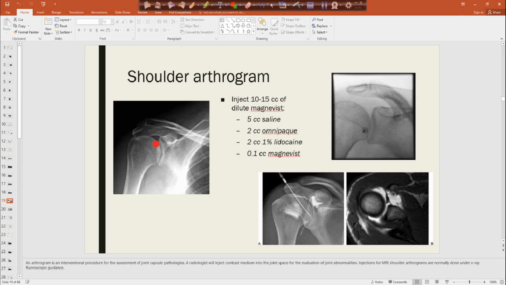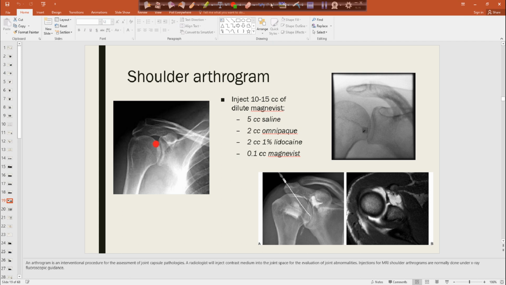So always do a dry run before they actually go and get the injection, because it's pointless if they get the injection. It's almost an invasive procedure for no reason, and then they come to MRI and you can't get a good image, right? So always come to MR first, then take them to X-ray, and usually that's when the MR techs draw up the contrast for the arthrogram.